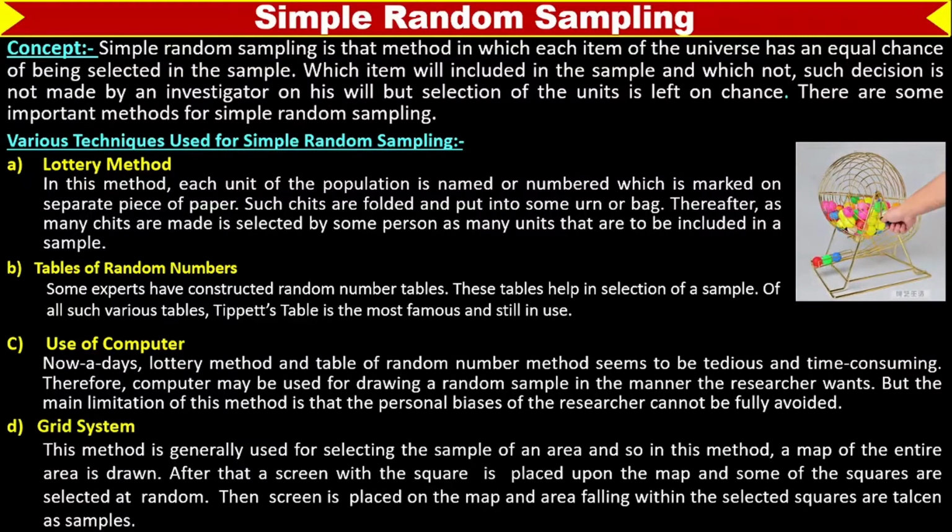Grid system. This method is generally used for selecting the sample of an area. So in this method, a map of the entire area is drawn. After that, a screen with a square is placed upon the map and some of the squares are selected at random. Then screen is placed on the map and area falling within the selected squares are taken as samples. So these are the four methods and four techniques of simple random sampling.